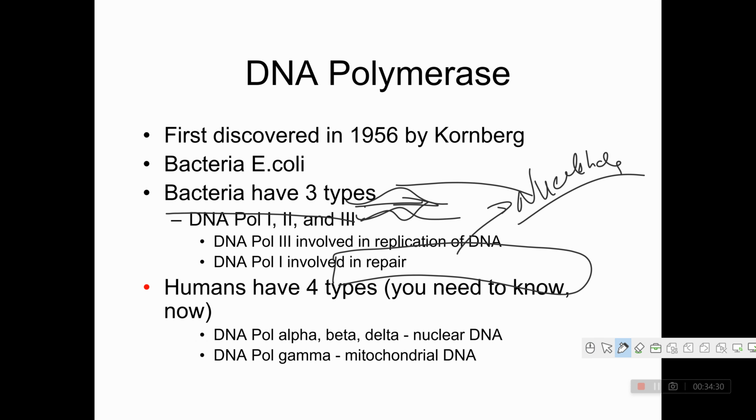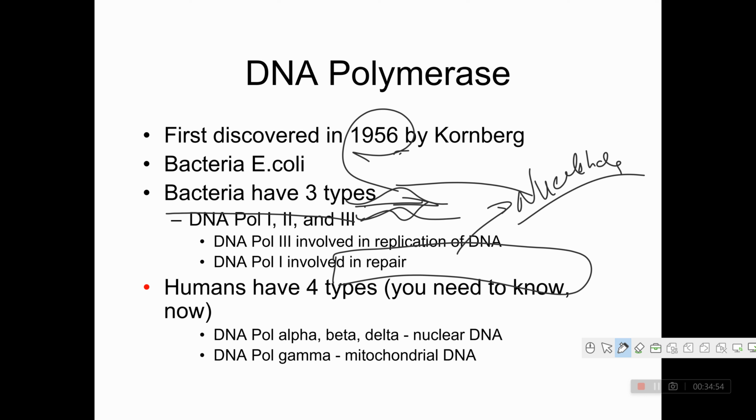DNA polymerase was first discovered by Kornberg. He is the scientist who discovered DNA polymerase in 1956, first in bacteria, that is E. coli. There are 3 types of DNA polymerase, already I told you, 1, 2 and 3. 3 is the main replicating DNA polymerase. 1 helps in repairing, 2 also helps in repairing.